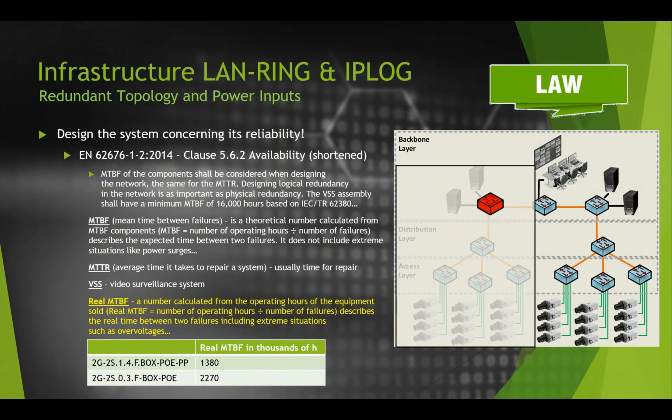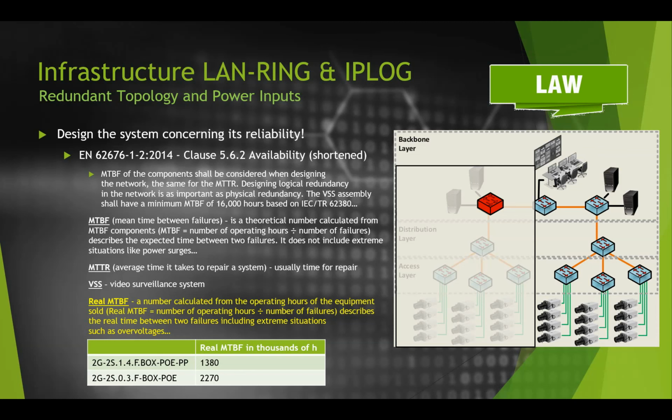As you can see on the slide, the failure of one device in a star topology can result in the loss of connectivity to a large part of the network. This is generally unacceptable, especially in security video systems. The standard for safety systems therefore recommends the use of a redundant topology so that the average system failure time is at least 16,000 hours.